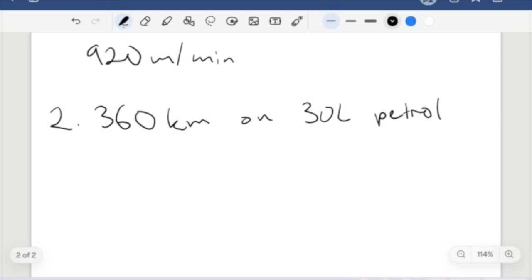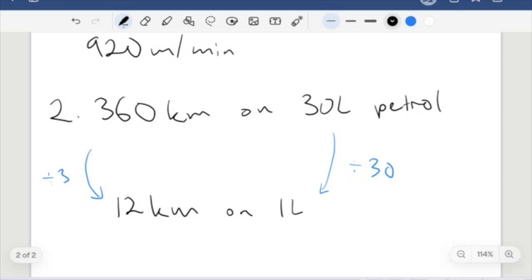We can get any number into 1 by dividing it by itself, and we can make 1 into any number by multiplying it by that number. So this is where 1 is really, really useful here. So before we get to 7 liters, we want to do this little in-between step. We want to get from 30 liters down to 1 liter by dividing by 30. And similarly, we're going to do the same thing with 360. So when we divide 360 by 30, we are going to get 12. So this means that we go 12 kilometers on 1 liter of petrol.